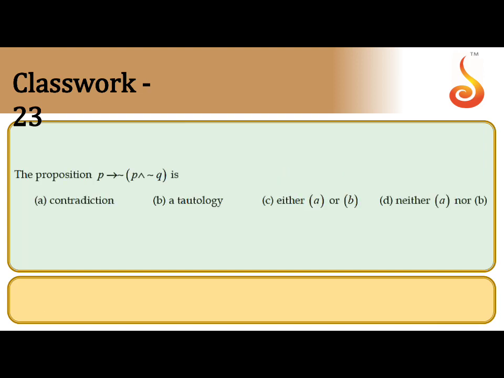Option D correct. Next, the proposition which is contradiction, tautology, either tautology, either A or B, neither A nor B. So what is here? You can take a truth table. If the truth table gives the last column completely false, that is called contradiction. Completely true is called tautology. For this question, we can prepare the truth table, then you can get the answer properly. So the statement is P implication negation of P and negation of Q.